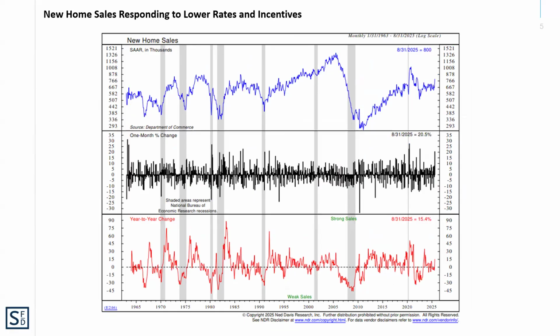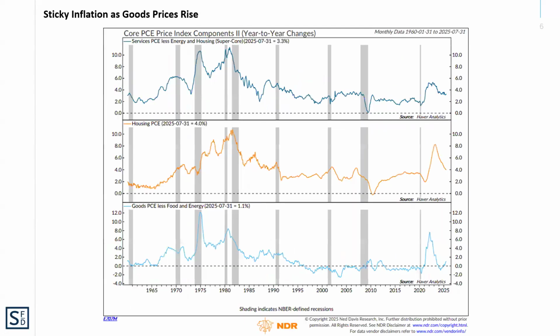Now, new home sales was a bright spot in the data last week. We can see here that the 1 month change in the middle clip of new home sales was up 20.5%. So that was a really strong bounce back in new home sales. And you can see that there's been a benefit from lower mortgage rates and also some builder incentives. So when we look at what's going on with new homes, we saw a good pop there, and they're responding almost immediately to a lower mortgage rate. So that's a good sign for the broad economy.